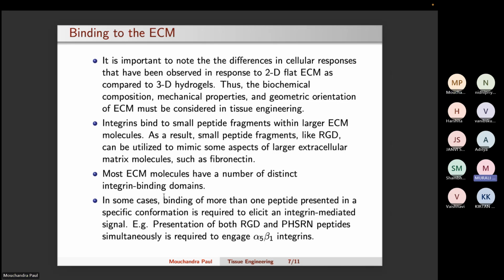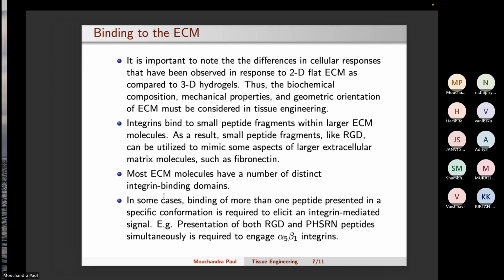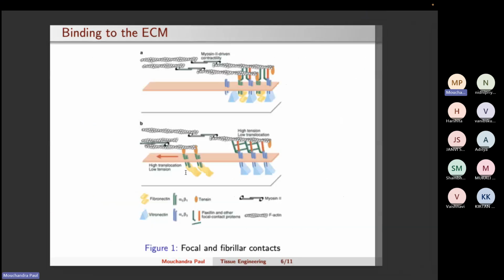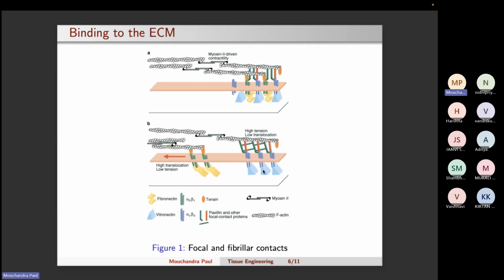Is there only a structural difference between fibrillar and focal adhesion, or is there any functional difference, ma'am? So functionally, they are doing the same thing. These contact points are helping the cell to migrate. The structural difference is there, meaning what all proteins are coming and forming these contact points.